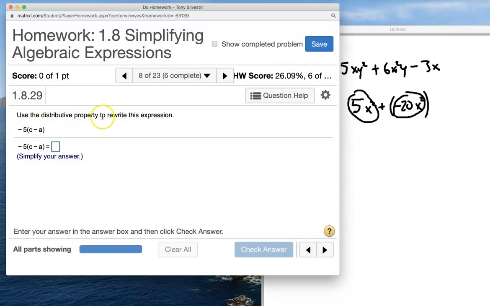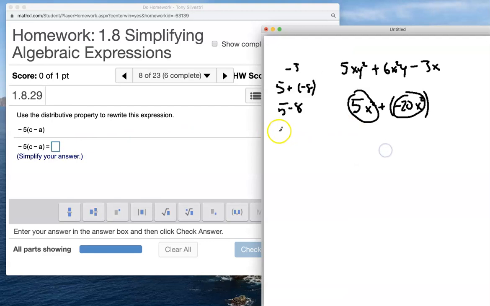Now, use the distributive property to rewrite this expression. I'm not sure why this is even here, to tell you the truth, but that's all right. I guess they want you to get used to the idea that when you have parentheses and you're trying to simplify an expression, you need to get rid of the parentheses by multiplying through. Okay, I can see that. I can see what they're trying to do here.